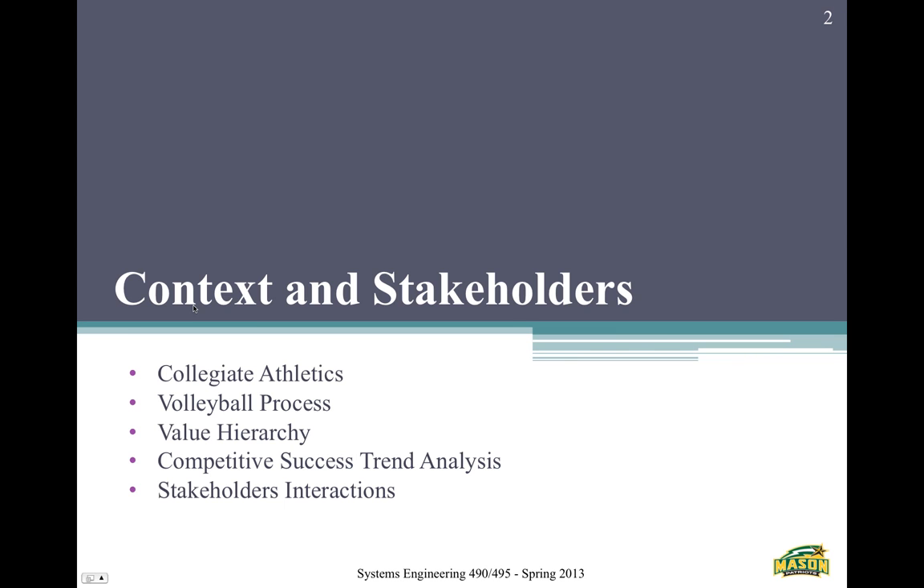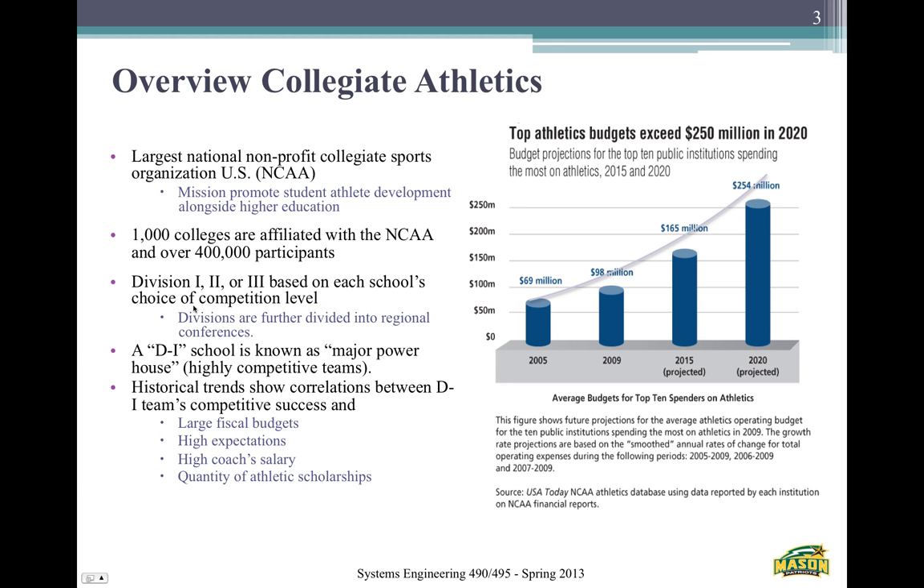So first, just going to go over context. To go over just the NCAA, it's one of the biggest national nonprofit collegiate sports organizations in the U.S. There's 1,000 colleges and 400,000 participants. They're broken down into 3 levels: Division 1, 2, and 3. Division 1 being the best, Division 3 being the worst.